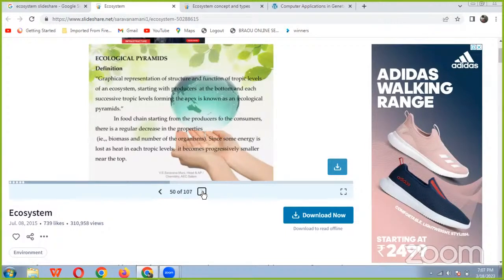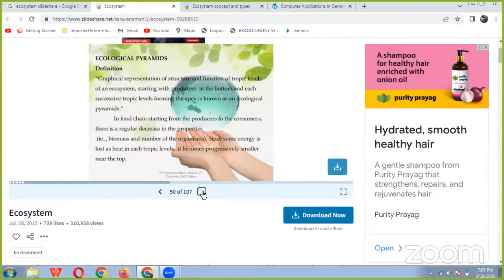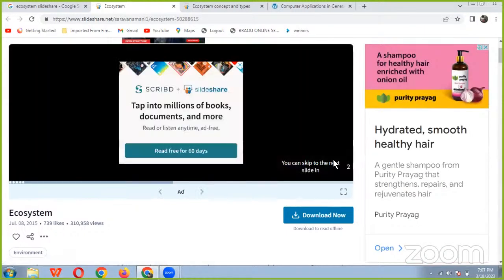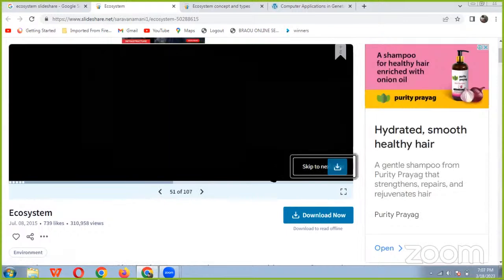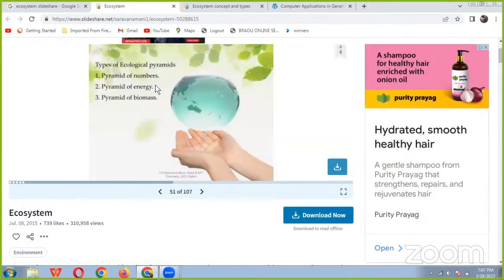Next, the food chain starts from the producers and goes to the consumers, with a regular decrease in the properties. There are three types of ecological pyramids: pyramid of numbers, pyramid of biomass, and pyramid of energy.